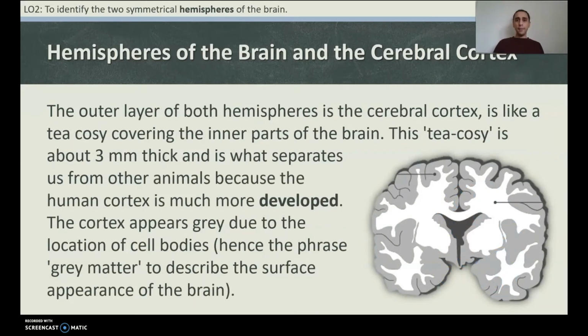The outer layer of both hemispheres is called the cerebral cortex, right? It's like a tea cozy. Nobody knows what a tea cozy is. Obviously, you're way too young. Even I'm too young. I'm young enough. What are you talking about?